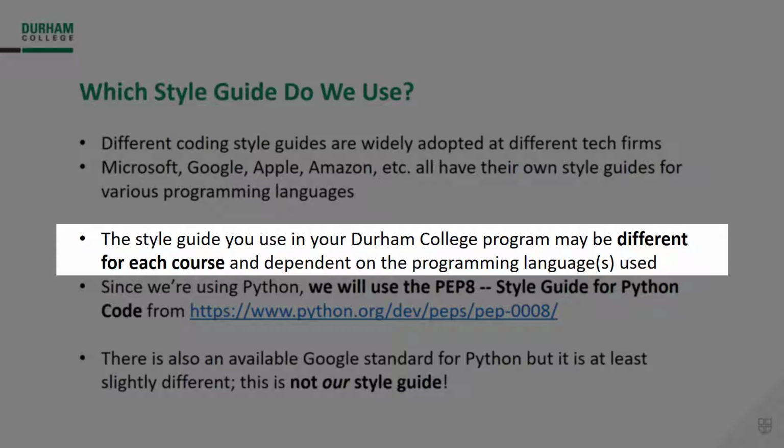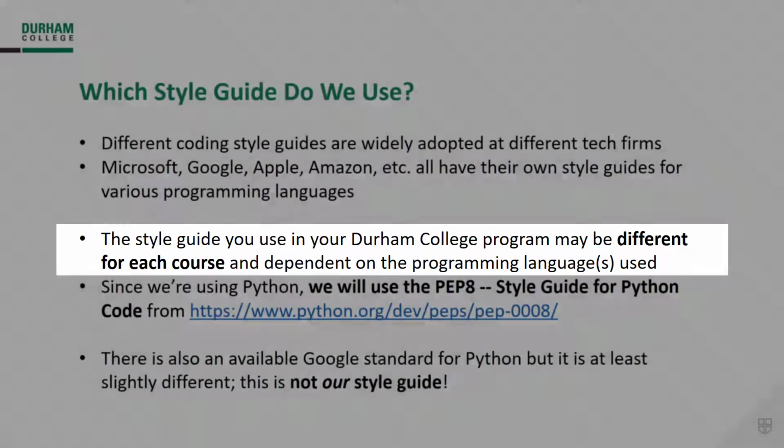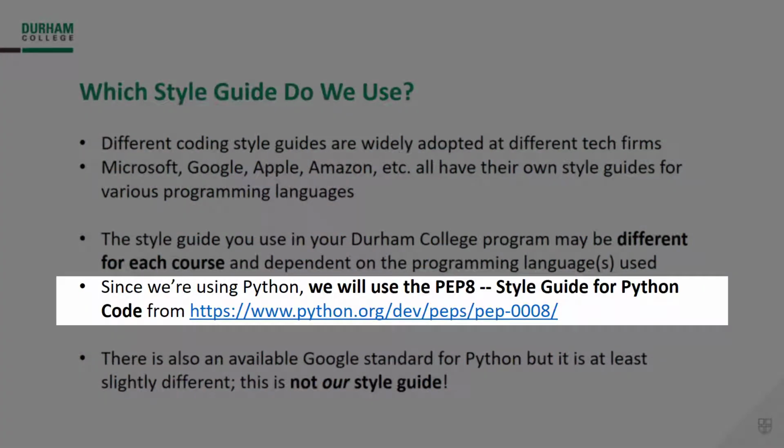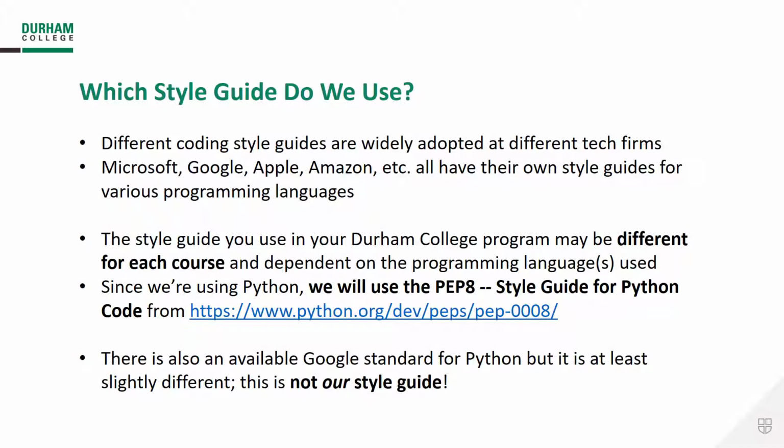For web development stuff, you'll be using style guides based around web development and the languages you're using for it. But since we're using Python, we're going to use what's been proposed by the Python Software Foundation, which is PEP8, the style guide for Python code. It's available online at python.org at that link. If you search PEP8 on Google, you'll arrive there also. So that's the Python style guide we're going to use.